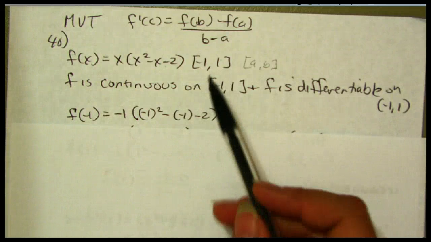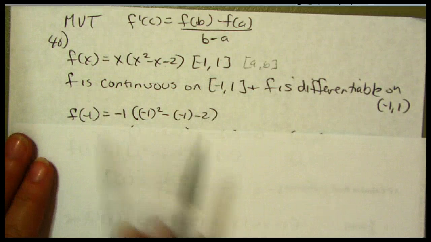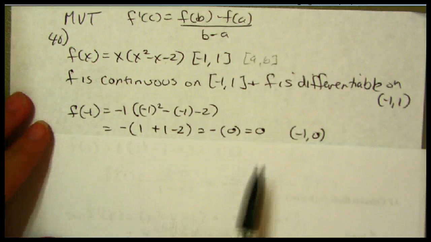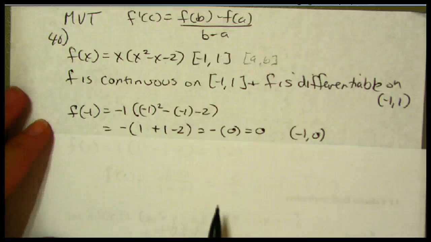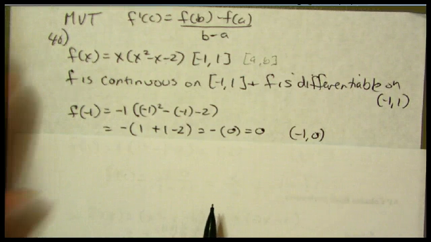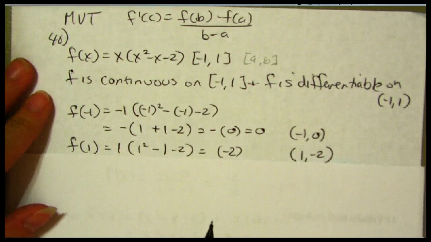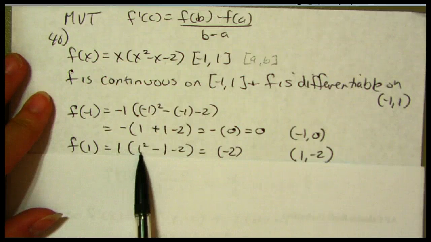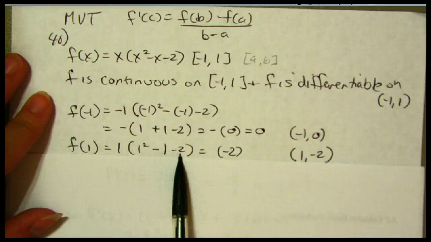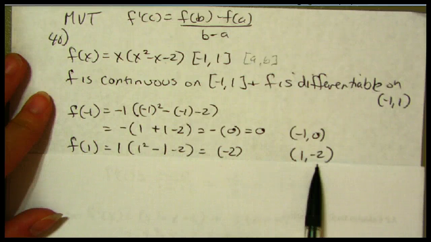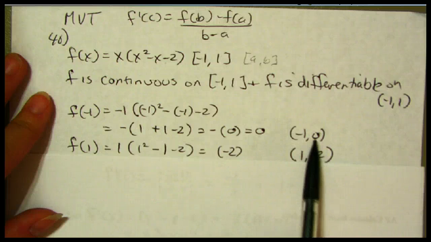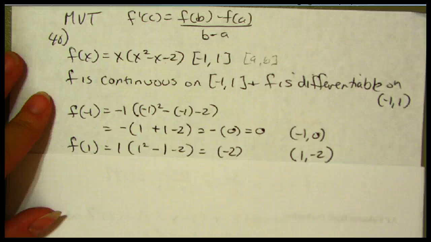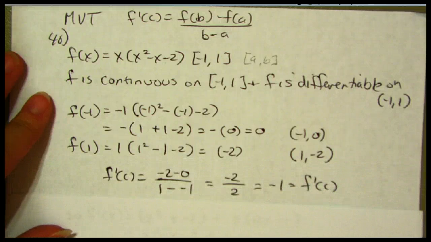So I'm going to substitute in the 2 endpoints, put in -1 into that function, and I'm going to get a 0. So the first ordered pair is -1, 0. I'm going to put in the other endpoint 1, and so that's 1 minus 1 is 0. 0 plus a -2, that's just all -2. So I get the ordered pair 1, -2. These are 2 points on f. You connect those 2 points with a line, that's a secant line. So let's take the slope of that secant line.